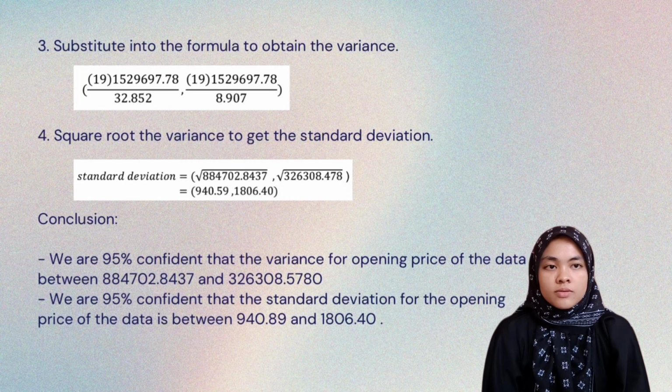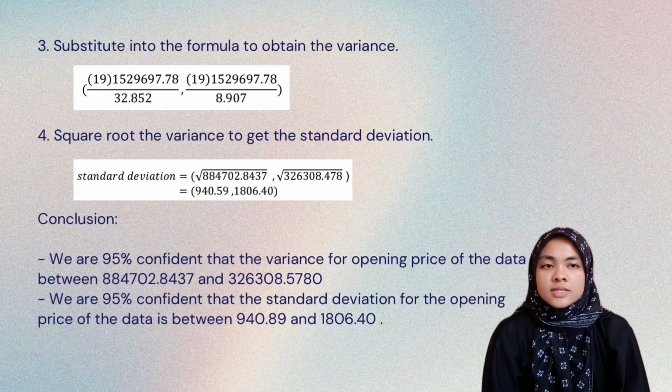Lastly, for the conclusion, we are 95% confident that the variance of the opening price of the data is between 884702.84 and 326308.57, and we are 95% confident that the standard deviation for the opening price of the data is between 940.89 and 1806.4.